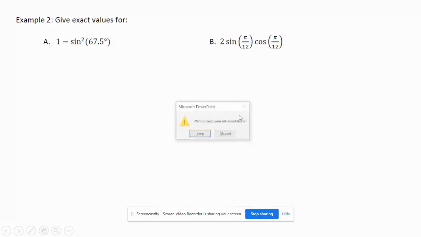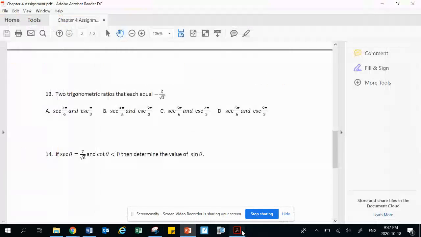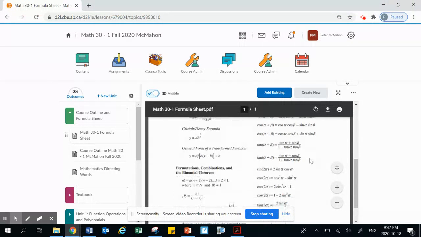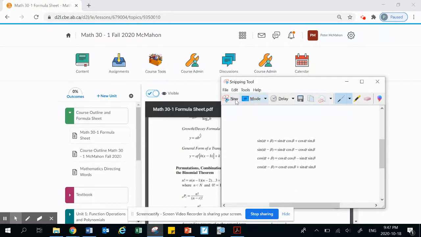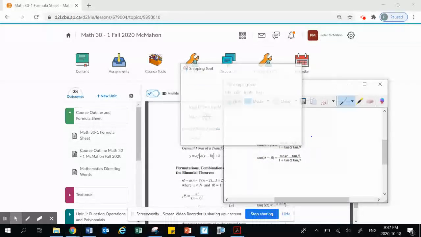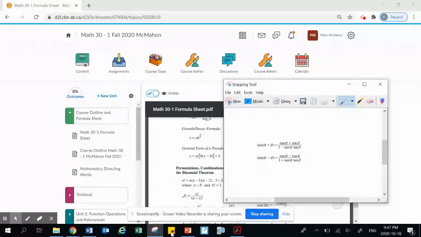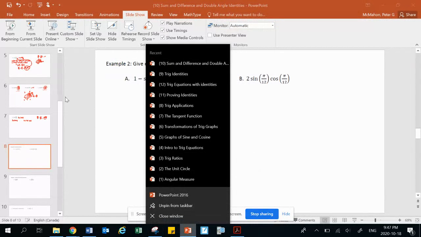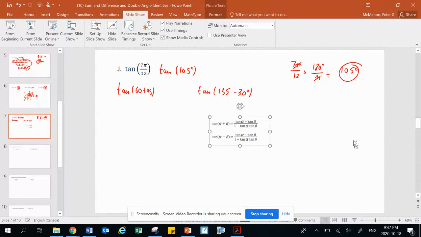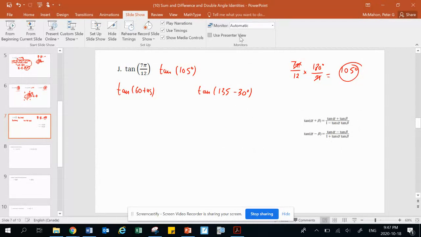Here. So going back to your formula sheets, we have a tan sum and different identities as well. So we have a tan A plus B and a tan A minus B formula here. So I'm just going to copy these into my notes over here. Okay.